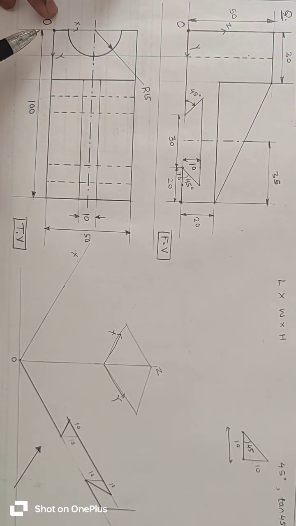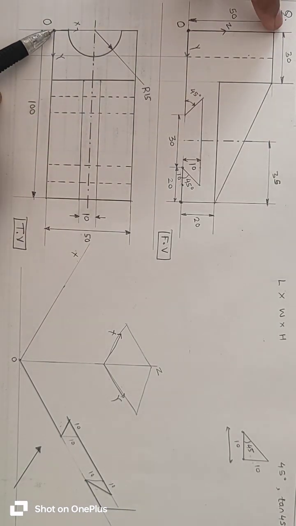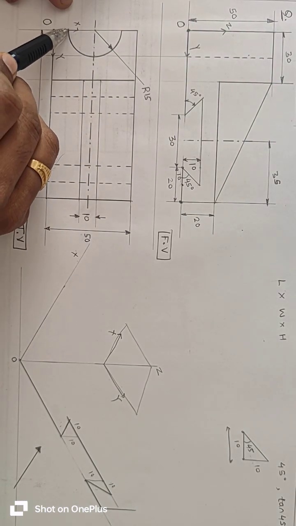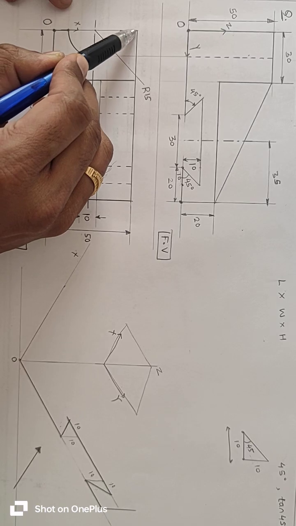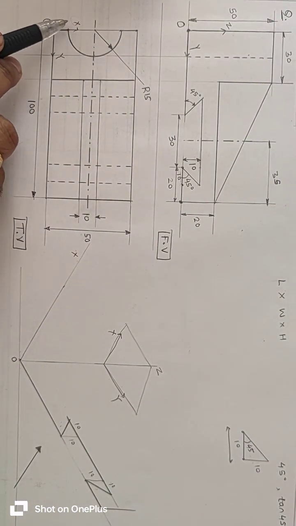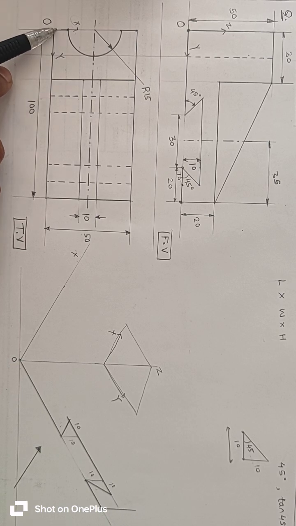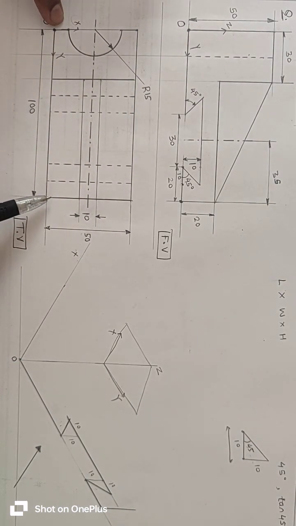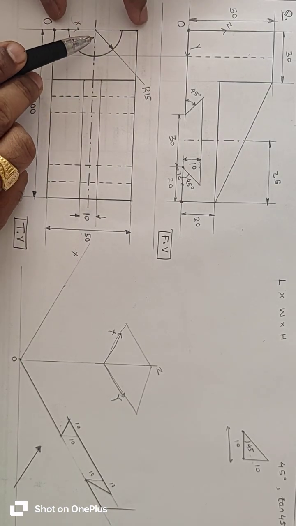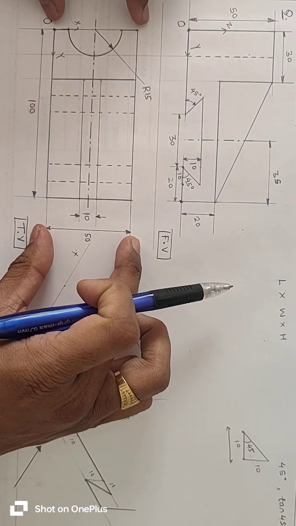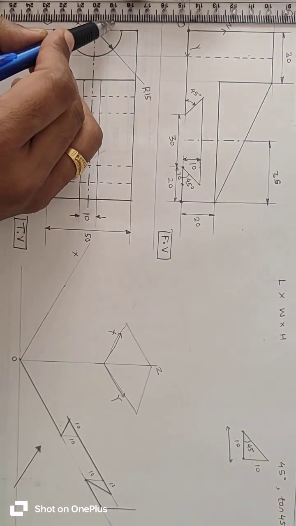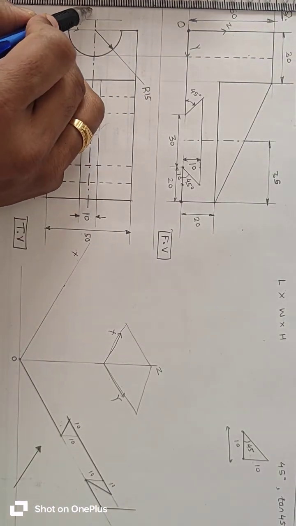Then in question it is given that this O point has a height of 50 mm, along with these 4 points. These 4 points are along the x-axis. The radius is 15 mm and this width is 50 mm. So the radius is 15, which means the diameter is 30.